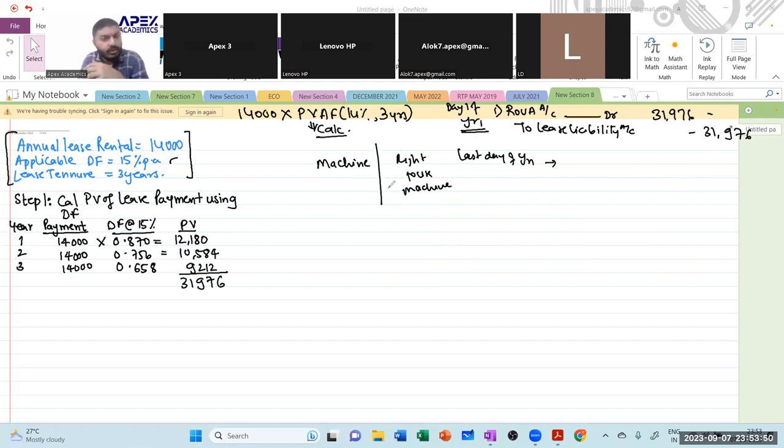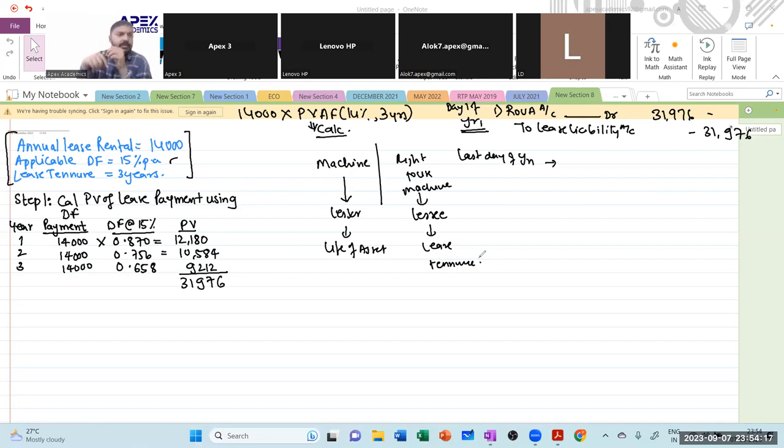The machine and the right to use the machine, are they the same thing? No, sir. Who will depreciate the machine? The lessor, the owner. Who will depreciate the right to use the machine? The lessee. Am I clear? This will be over the life of the asset, and this will be over the lease tenure.